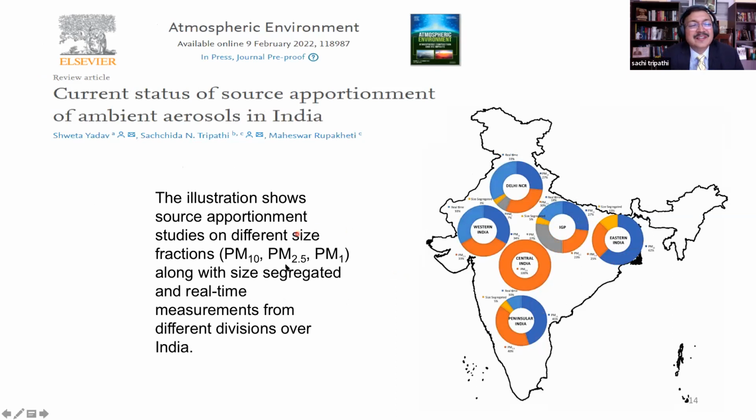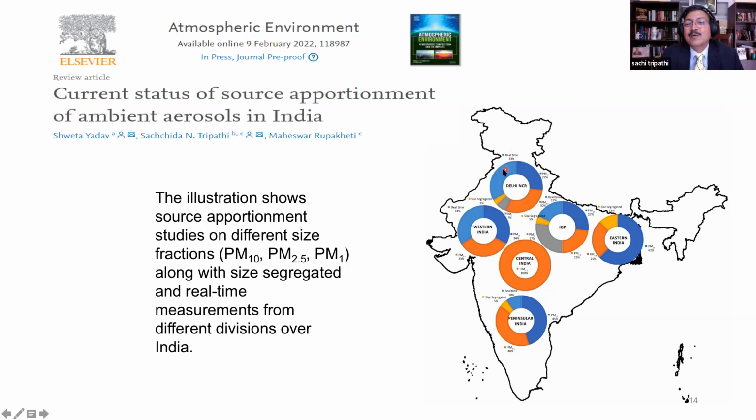Likewise, this one shows source apportionment studies done for different types of PM: PM10, PM2.5, and PM1. If you look here, over Delhi NCR, most studies are done over PM2.5, which is 1/3, and almost equal is PM10. And this light blue shows real time. What is the fraction of all source apportionment studies conducted over Delhi that has used a real-time method?